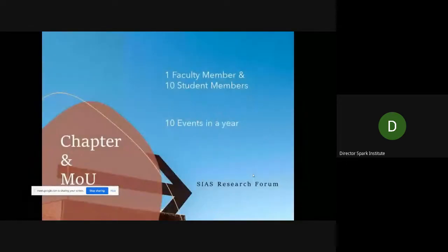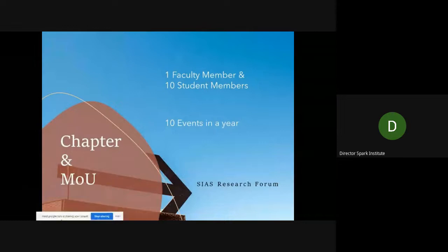We are also planning to sign MOUs with academia and industry. You can open a chapter of the research forum in your institute, and that will have some structural organization: there should be at least one faculty member and 10 student members from your organization to start a chapter. Once there is a chapter, we will conduct programs jointly with your institute. So that's another idea.